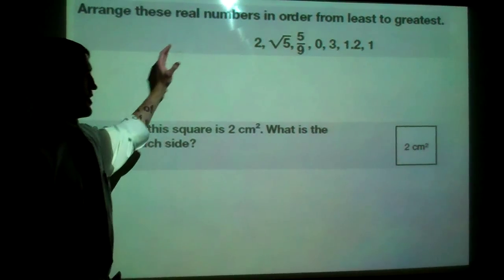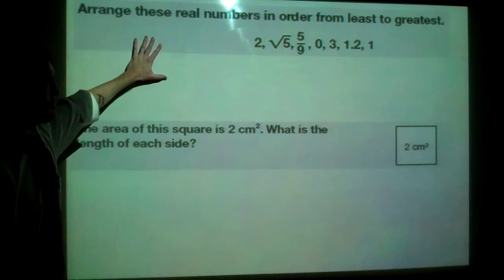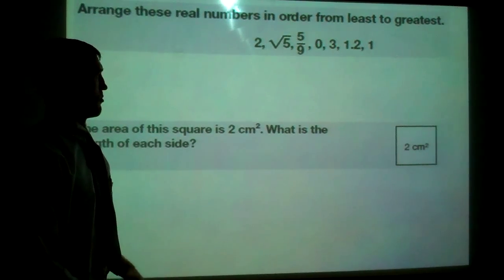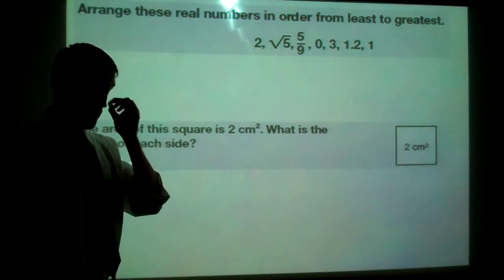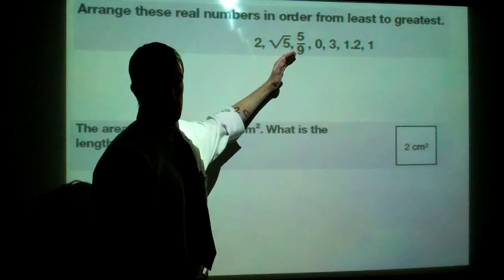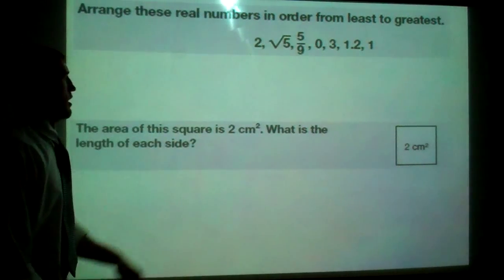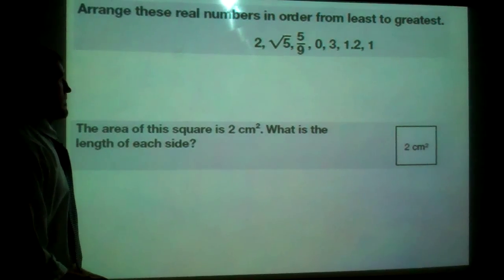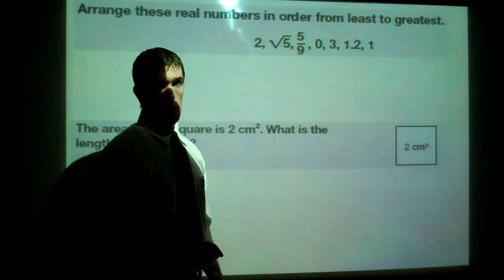Okay, this one right here, we want to arrange these numbers from least to greatest. How would we go about doing that? Well, we could turn all the ones like square root of 5 and 5 over 9 into decimals, we could do that. Which I would recommend doing, actually. But here's one way we could get around it.